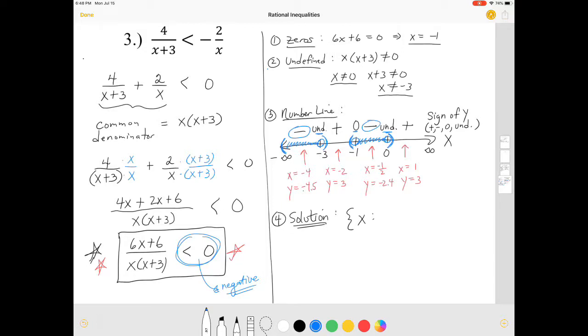So therefore, our final solution are those two intervals in blue. So you would write -infinity to -3, parentheses. And since there's a second interval, we're going to union them. And that's -1 to 0. And there's our solution.